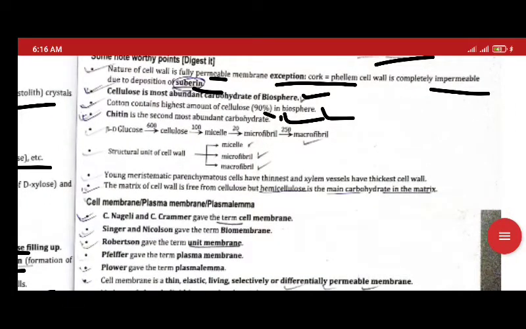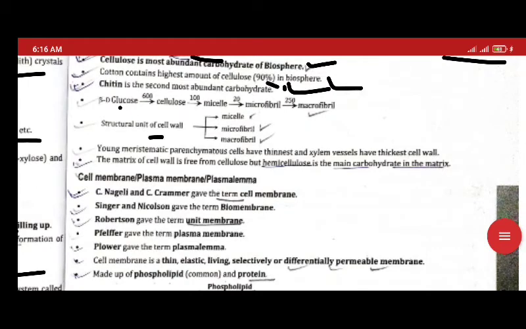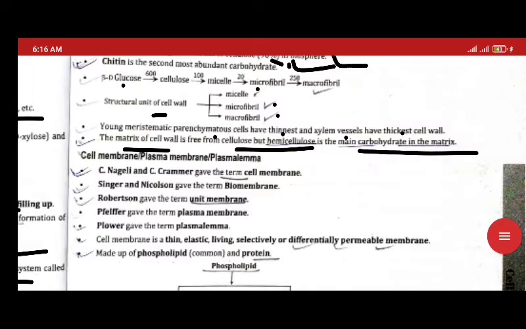If it is beta-D-glucose, that is cellulose. The structural units of the cell wall are the micelle, microfibril and macrofibril. Young meristematic parenchymatous tissue has the thinnest cell wall and xylem vessel has the thickest. Now the matrix contains cellulose, but mainly hemicellulose is the main carbohydrate in the matrix.